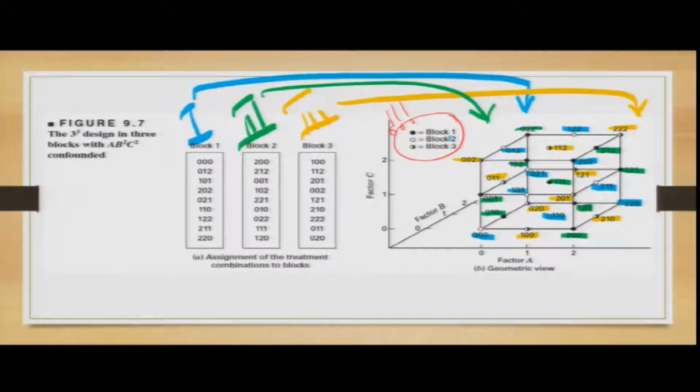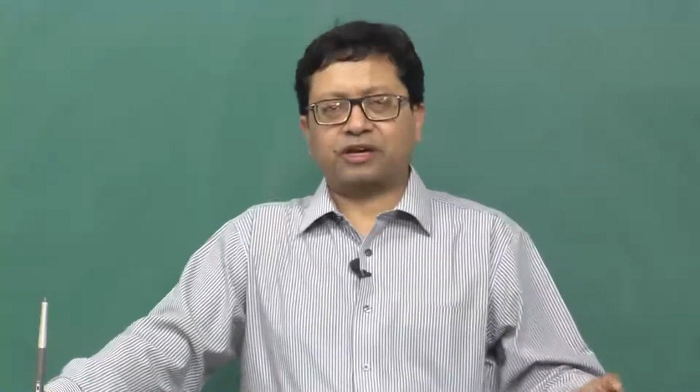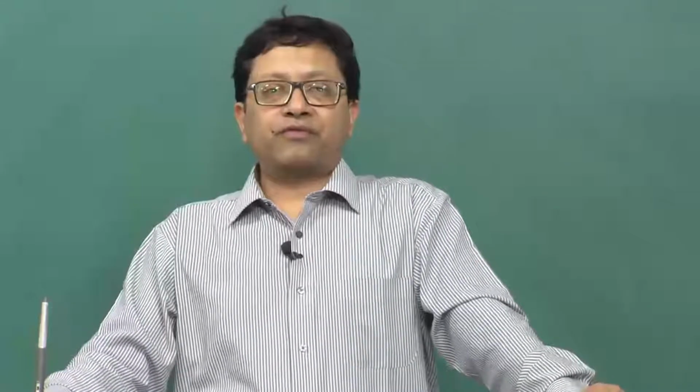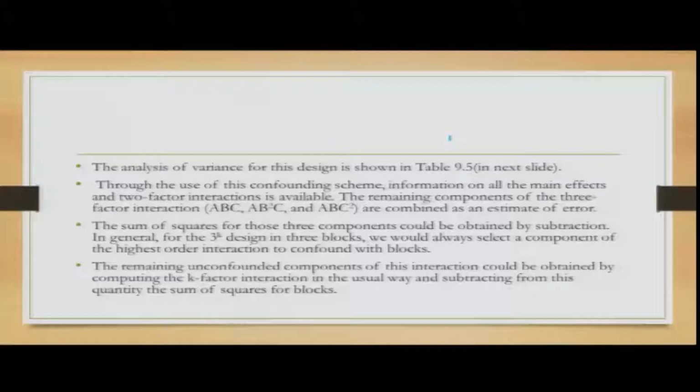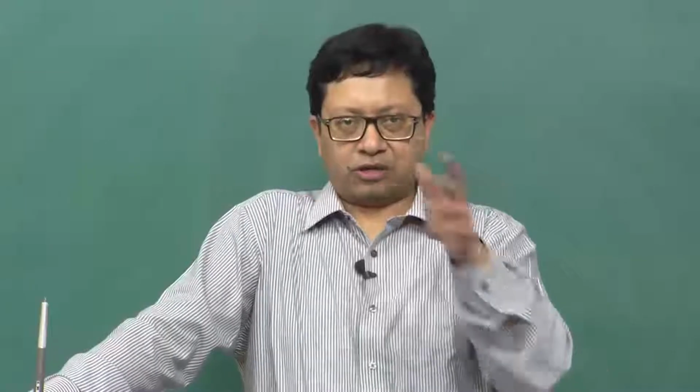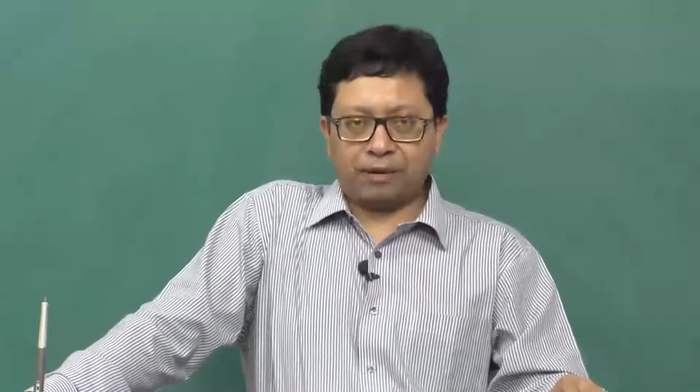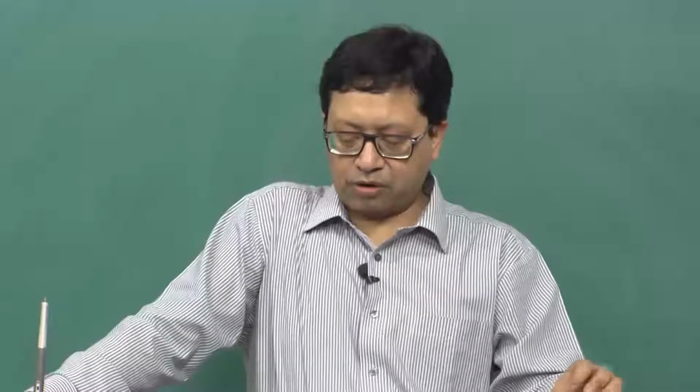So it can be expanded from third dimension to fourth dimension, and you can make it more complicated with more number of factors, more number of variables. You have to just analyze it accordingly and divide the blocks accordingly. So ANOVA, or the analysis of variance for the design, is shown in table 9.5. Through the use of this confounding scheme, the information on all the main factors and two factor interactions is available. The remaining component is the three factor interaction, ABC. ABC, AB square C and ABC square are compounded as an estimate of the error, and based on that you again do the same table.